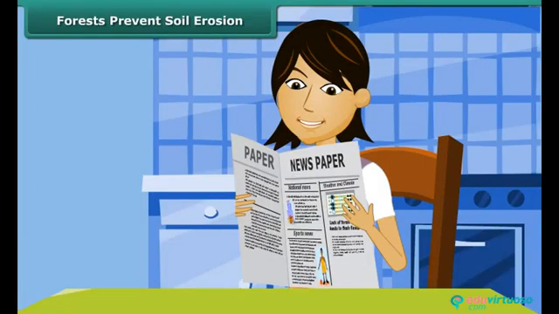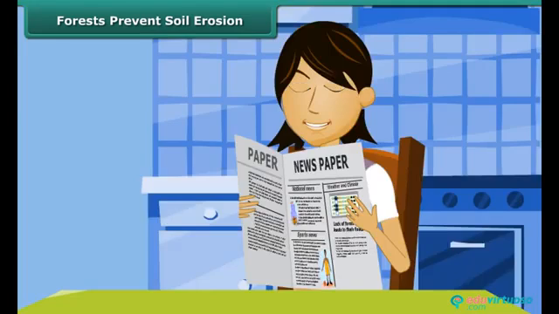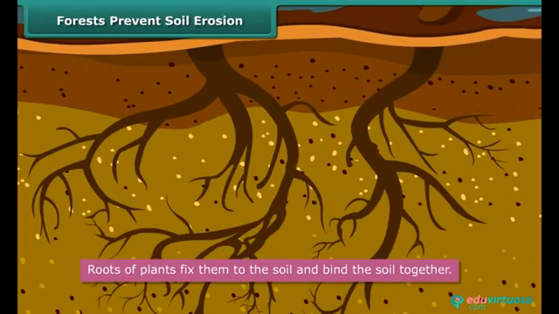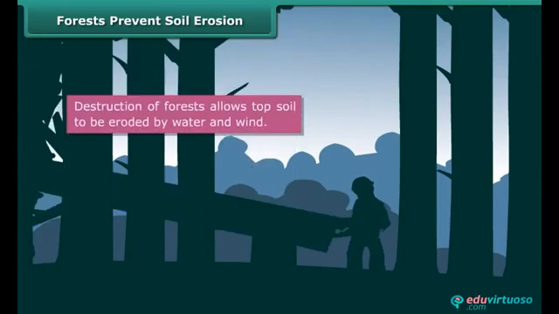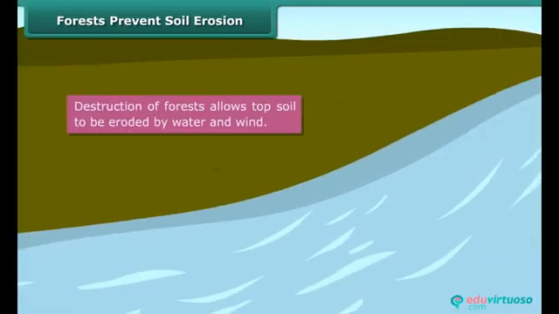Lena comes across a headline in the newspaper. Lack of forest cover leads to flash floods. She is eager to know the connection between forests and floods. Roots of plants not only fix them to the soil, but also bind the soil together. When forests are destroyed, the topsoil becomes loose and is eroded by water and wind.